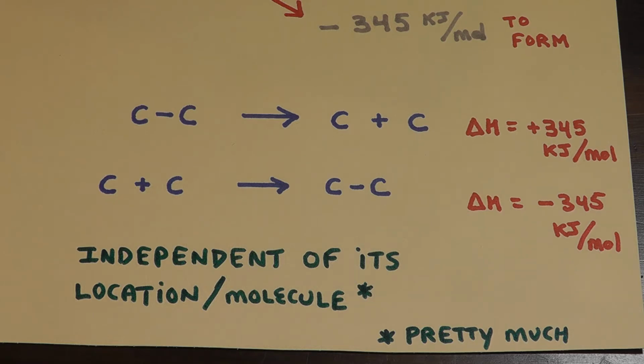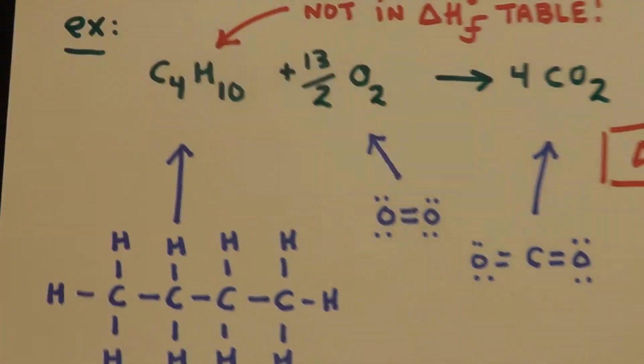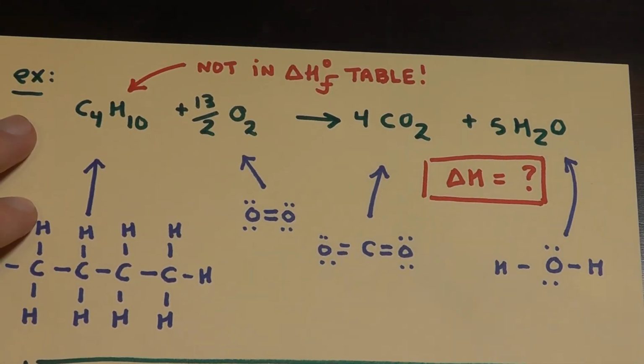Breaking bonds is positive, making bonds is negative. So okay, here we go. Now it's time for an example problem, and this is going to be our first example problem.